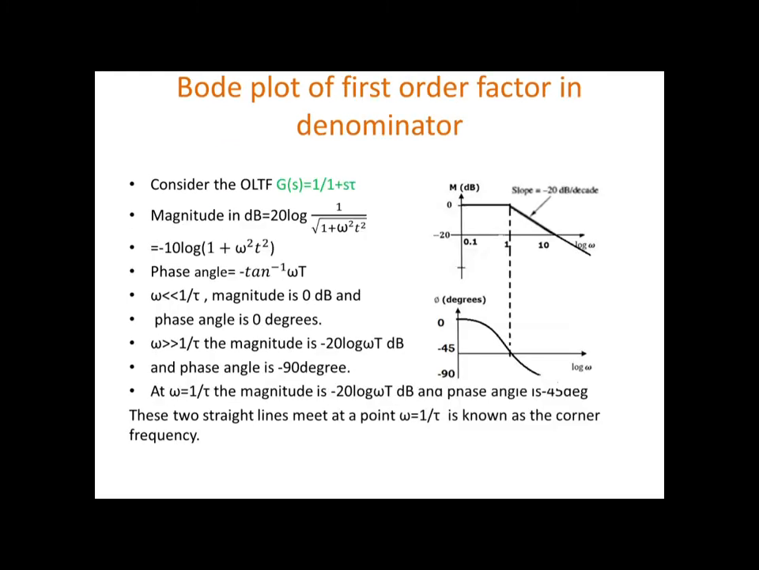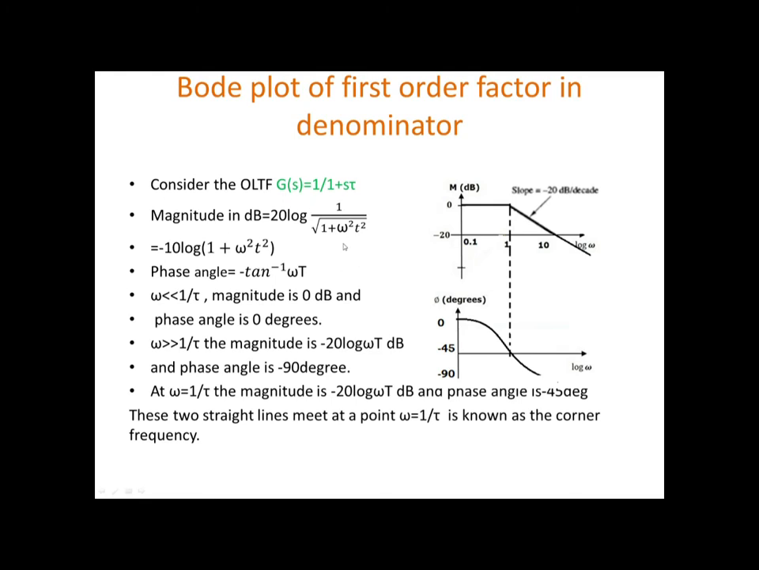So let us take the next example. This one is the Bode plot of a first order factor that is located in the denominator. When it is located in the denominator, it is considered as 1 by 1 plus s tau. So the sinusoidal function becomes 1 by 1 plus j omega tau. So the mod of G j omega in dB becomes 20 log 1 by root over of 1 plus omega square tau square.